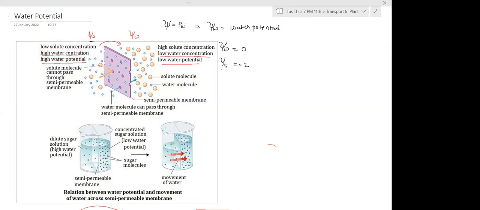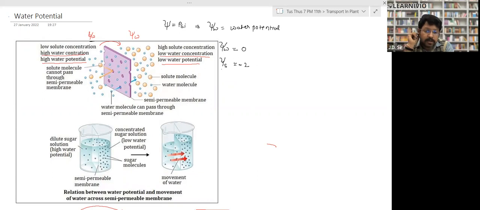One more impact will take place over there. That is the diffusion pressure. The diffusion pressure of water molecules will also change. What do we call that? Psi p, which is pressure potential. Is it clear?